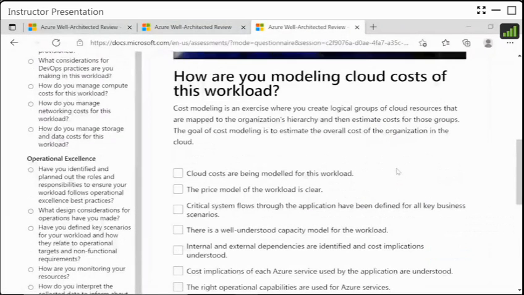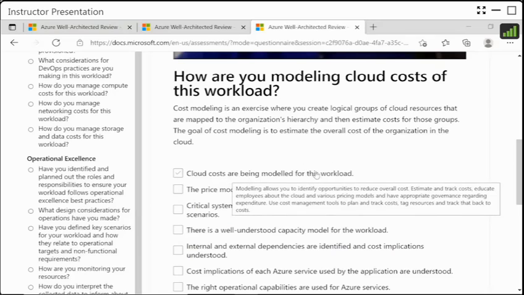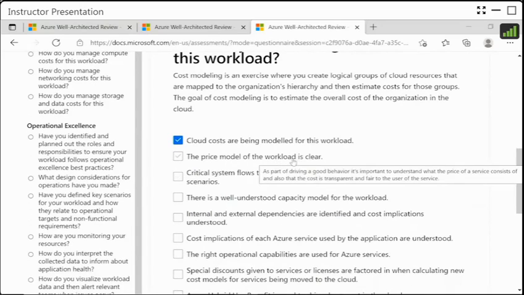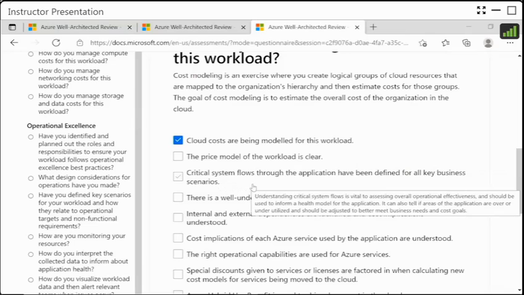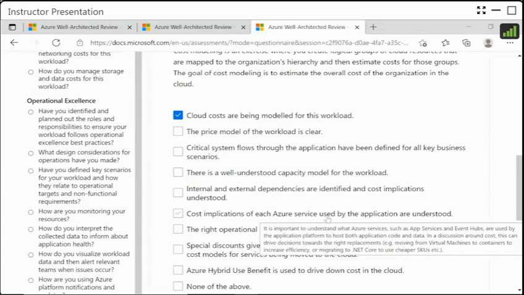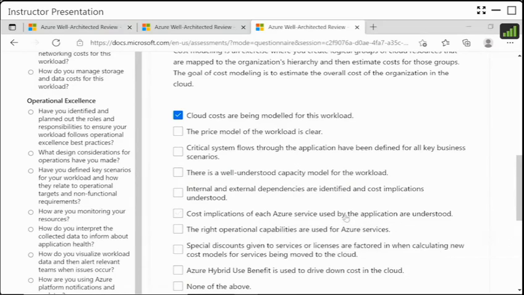And now it's going to ask me questions from a cost perspective, followed by a performance perspective, and then an operational perspective. And answering these questions lets the well-architected framework review engine know what I've put in place that matches the best practices. Okay, so are cloud costs being modeled for this workload? I'll say, yeah, we are modeling cloud costs. Is the price model of the workload clear? Nope. Do we have critical system flows through the application that have been identified for all key business scenarios? Nope. Cost implications of each Azure service used by the application are understood. Yeah, I have a good idea.